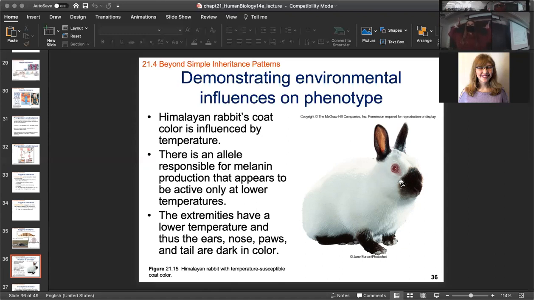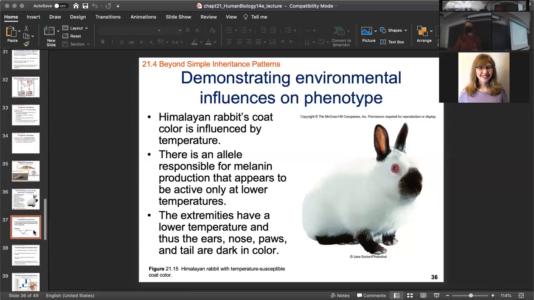Most of the heat escapes to the top of our head. Same theory, you get a lower temperature. That's why those ears are darker in color. You're touching the snow on the bottom of the floor. That's why it's a little bit darker in the paws there. Just an example of how environment can affect phenotype, right?